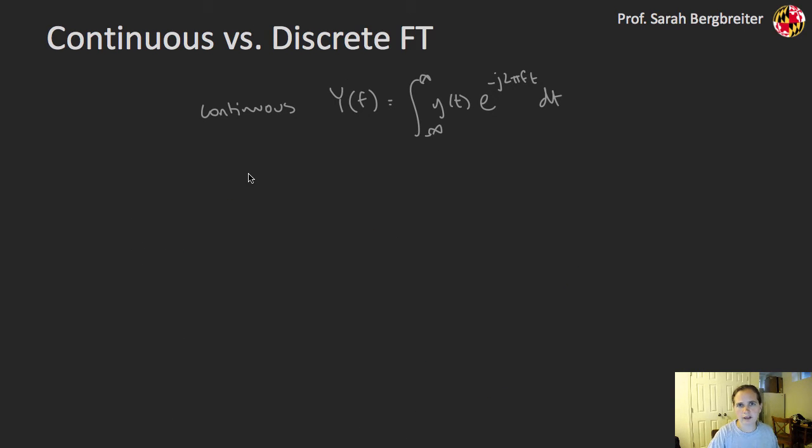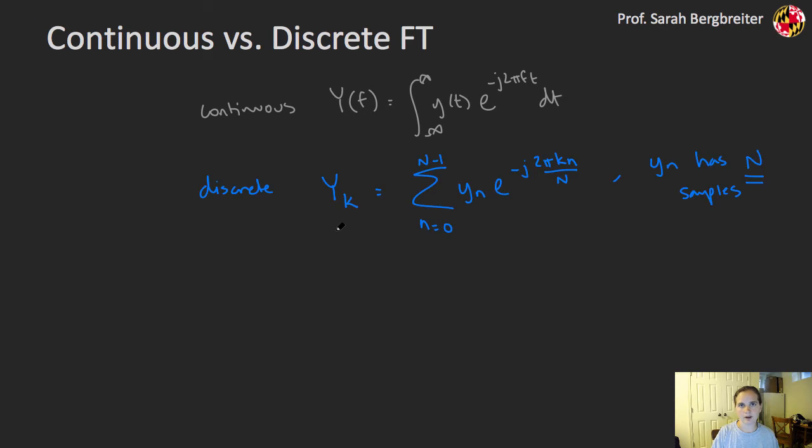But let's start with looking at the definitions, right? My continuous Fourier transform that we've already defined, I have a continuous function of frequency, I have a continuous function of time. Right? And so my coefficients are a continuous function of frequency, and to calculate those coefficients, I'm integrating my continuous function of time multiplied by a complex exponential at the frequency that I'm interested in looking at the coefficient for.